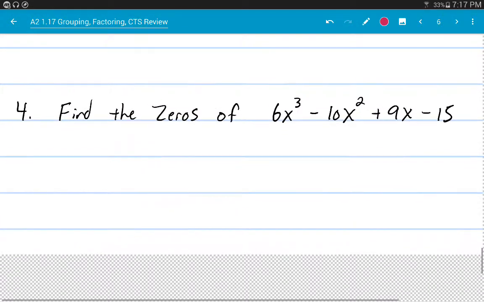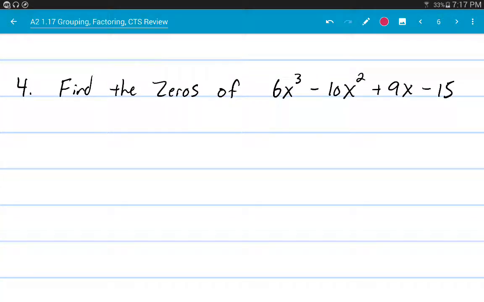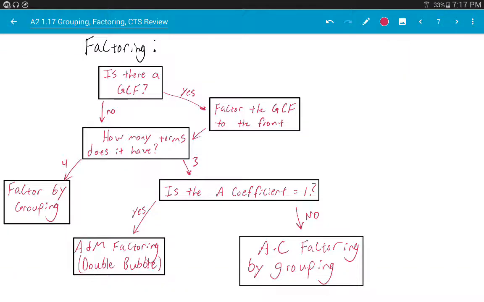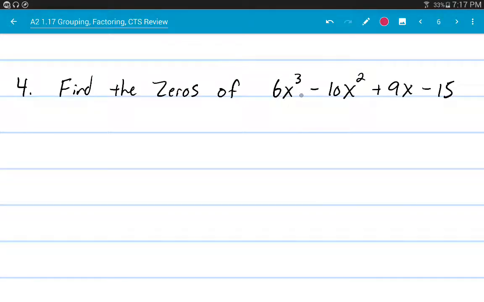For question number 4, find the zeros of this. Now, of course, I'm going to refer to my flowchart. 6x cubed minus 10x squared plus 9x minus 15. Let's see the flowchart. Is there a GCF? First question. They're divisible by 2? No, 9's odd. It's not 2 and it's not 3. No, there's no GCF.